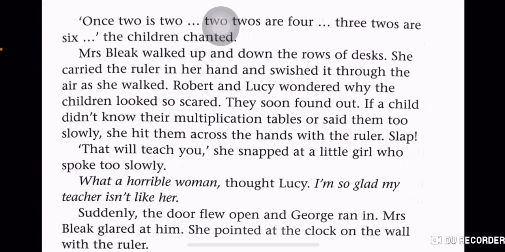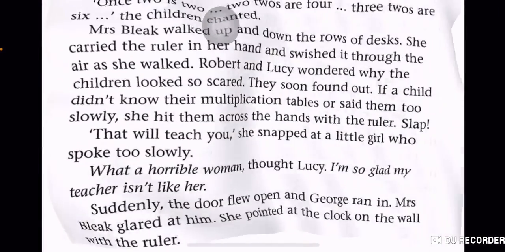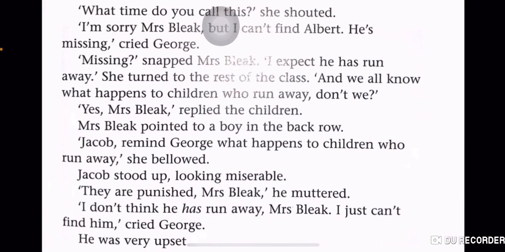Suddenly, the door flew open and George ran in. Mrs. Bleak glared at him. She pointed at the clock on the wall with the ruler. What time do you call this? She shouted. I'm sorry, Mrs. Bleak, but I can't find Albert. He's missing, cried George. Missing? Snapped Mrs. Bleak. I expect he has run away.